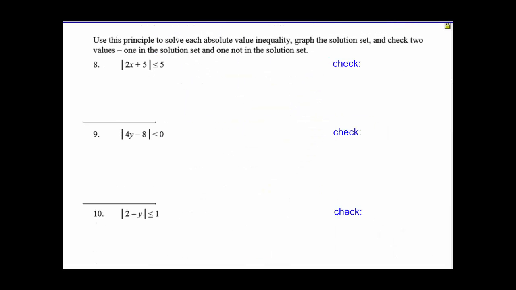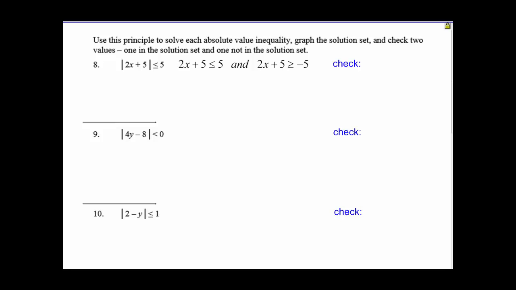Let's practice. So number 8, we have the absolute value of 2x plus 5 is less than or equal to 5. Okay, the absolute value is by itself. So we know that one equation we should have is 2x plus 5 is less than or equal to 5. And for the other side, we're going to take the 2x plus 5, but we have to flip the sign and make it negative. So our two equations: 2x plus 5 less than or equal to 5, and 2x plus 5 is greater than or equal to negative 5. Now we can solve both equations.